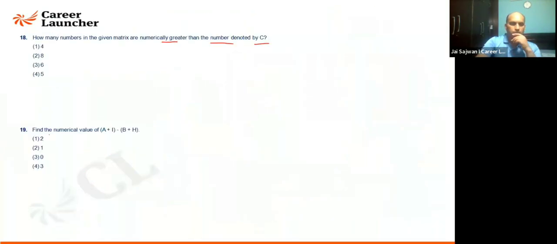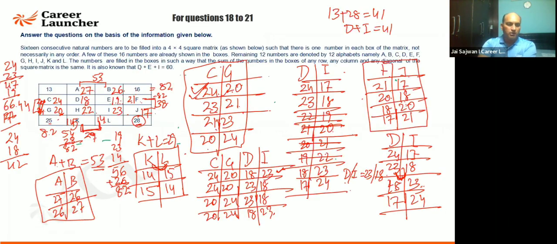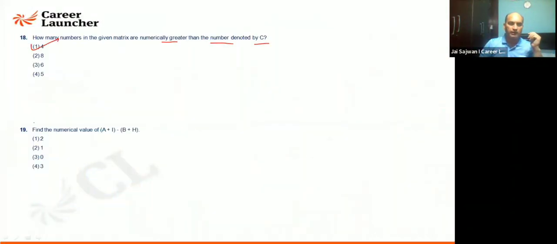Anyone? Now look at the question. How many numbers in the given matrix are numerically greater than the number denoted by C? So C is 24. How many numbers are greater than that? 25, 26, 27, 28. There are 4 numbers which are more than that. The first will be the correct answer.